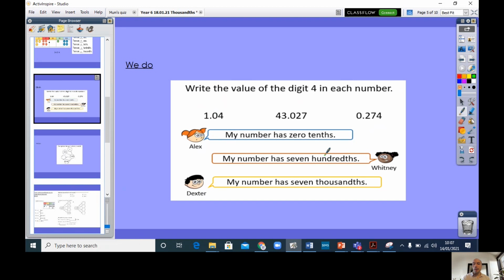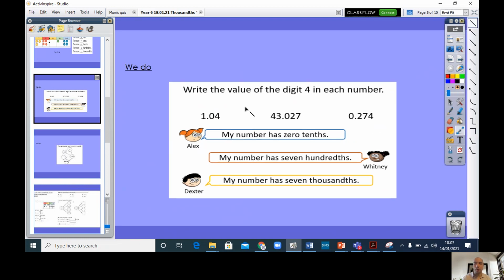Let's try Whitney. My number has 7 hundredths. Well, let's look at the hundredths column. This one has 4 hundredths, so it can't be this one. This one has 2 hundredths. This one has 7 hundredths. So Whitney comes to here. My number, Dexter, has 7 thousandths. This one doesn't have a thousandths. This one has 4 thousandths, and this one has 7 thousandths. So Dexter would come here. And then because of process of elimination, Alex would be here. Hopefully you got that correct. If not, please re-watch the steps of success that I created.